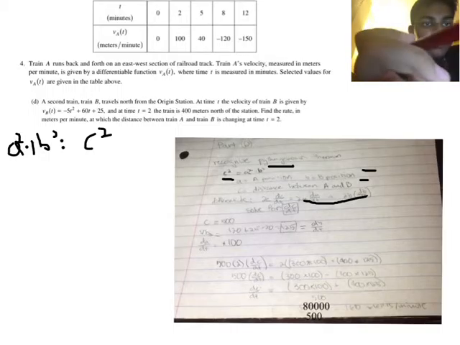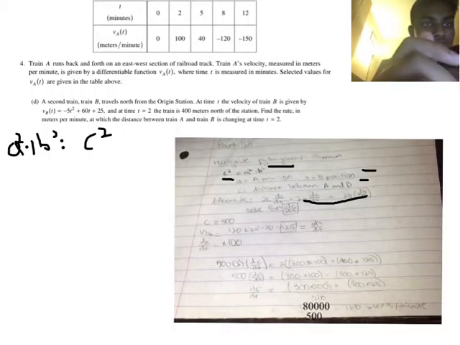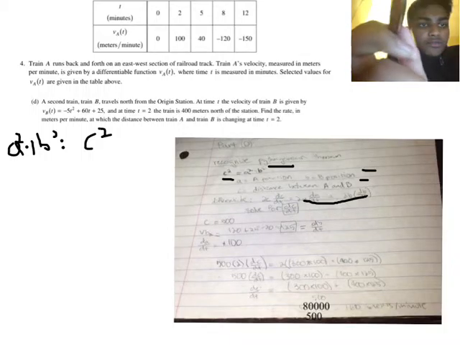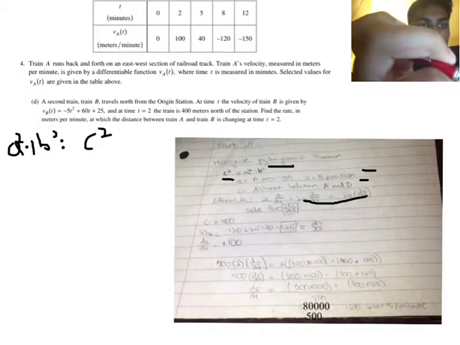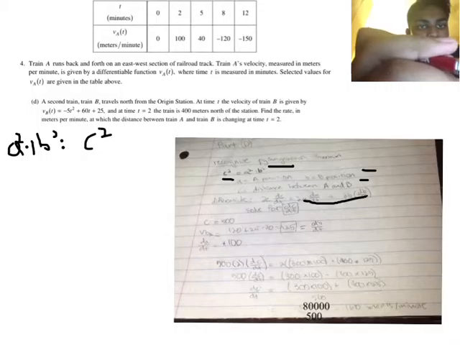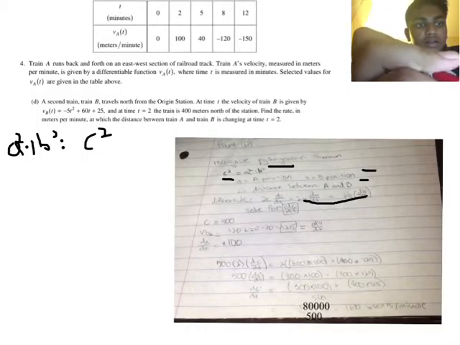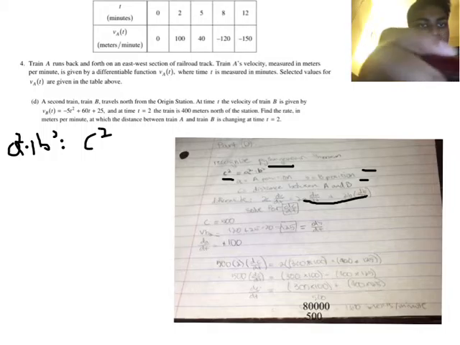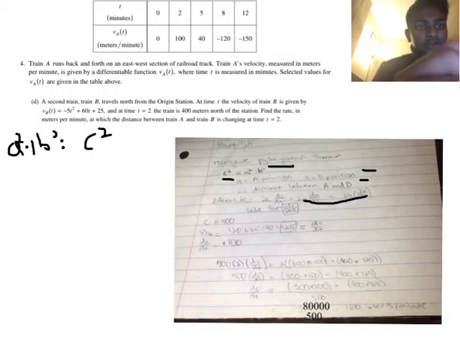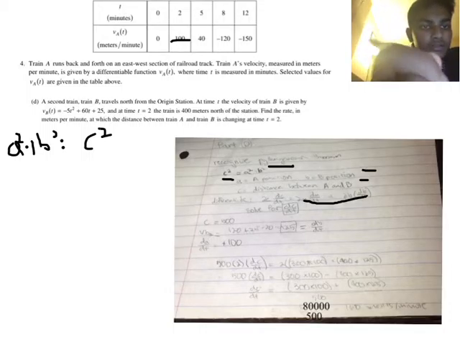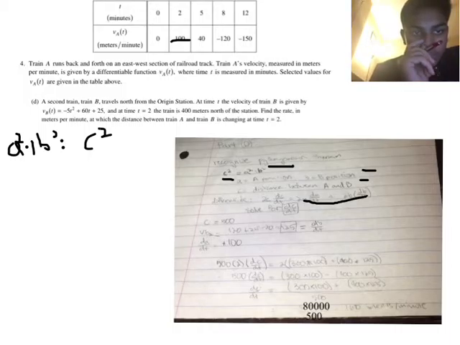c is equal to 500 by the Pythagorean theorem. We solve for c given a and b are equal to 300 and 400. Now we can solve for VB of 2, which is equal to dB over dt, because it's the velocity of the B function. So we get 125 for VB of 2, and dA over dt is already given in the graph right here as 100. So those are all the values we needed to solve for. So all we need to do now is solve for dc over dt.